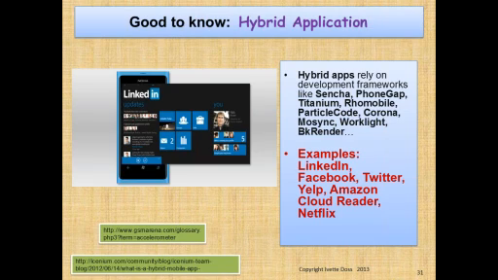So again, give examples such as LinkedIn or Facebook. Actually, I need to take that out, because now in iPhone 5S it's already integrated, so we already have it as a native application, not hybrid. But LinkedIn, Twitter, Yelp, Amazon Cloud Reader, and Netflix are still hybrid applications. So how will you explain it? Always give one example; you don't need all of them. Just give one example, such as Netflix in our case, and explain in your own words how you understand what a hybrid is.